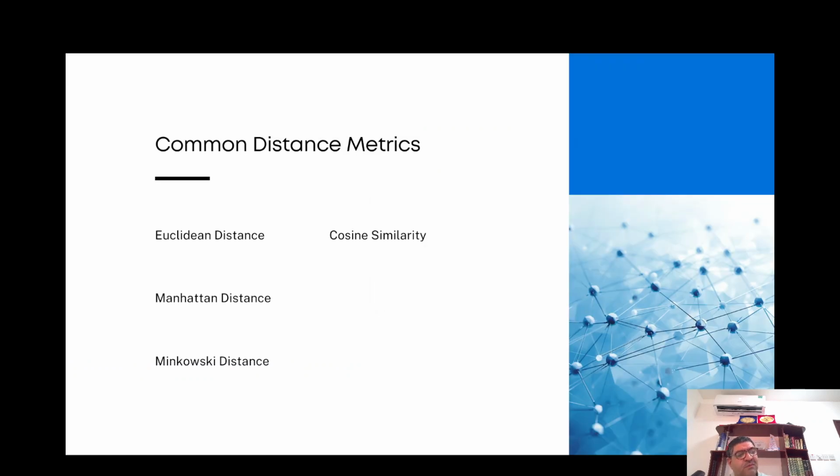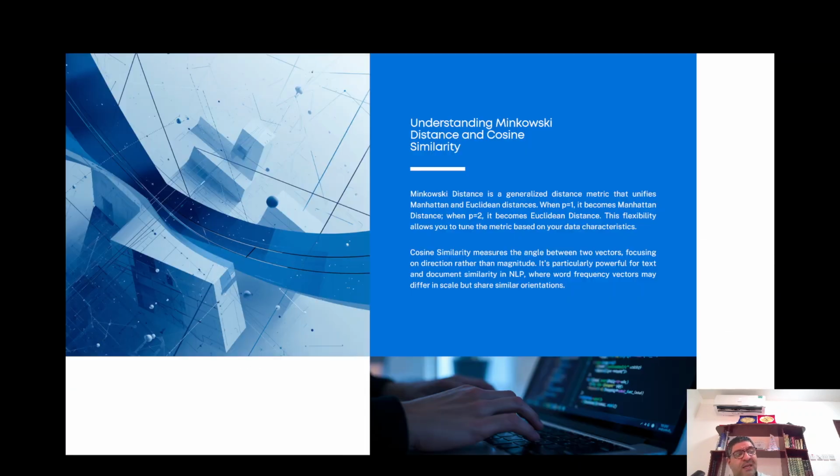So among these different common distance metrics, we have discussed Euclidean distance and Manhattan distance, which are very simple to understand. There's a unification of the two called Minkowski, and there can be application areas in which we would like to have flexibility, and then we opt for it depending upon the characteristics of the data. Then, following it, we have seen that cosine similarity measures the angle between the two vectors, so it focuses more on direction rather than magnitude. It is particularly powerful for text and document similarity in NLP.